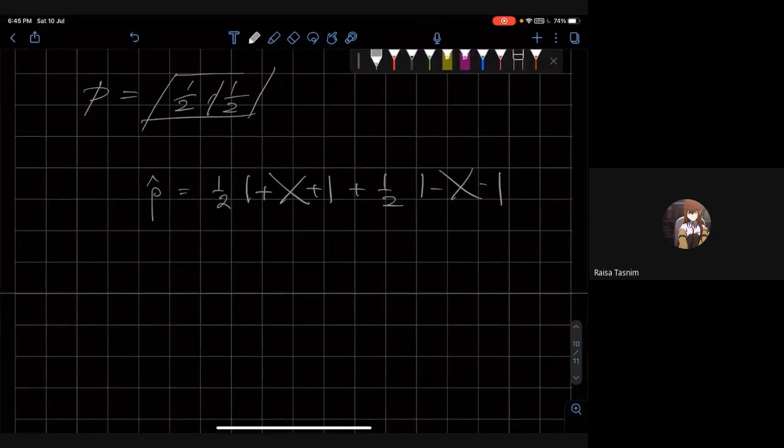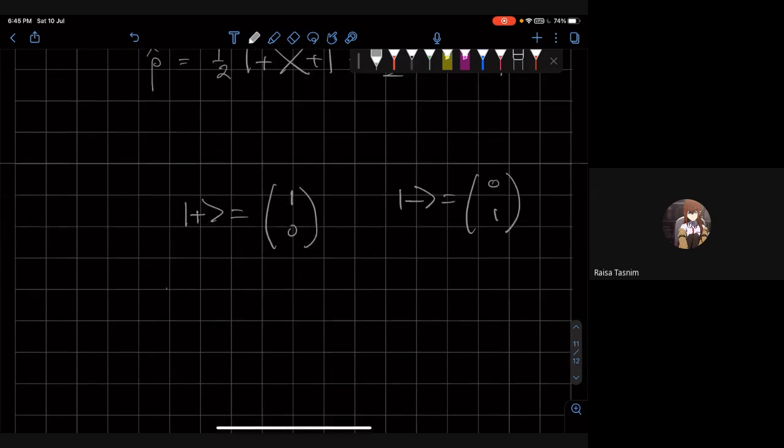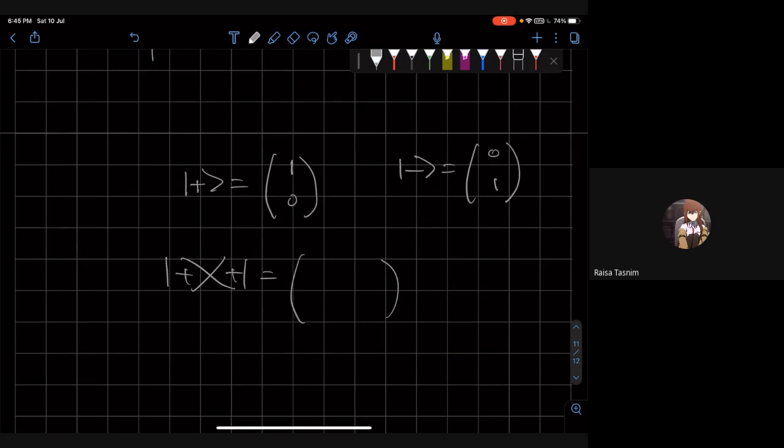Okay. So if I look at it as a matrix, what should I get? This is going to be in the plus minus basis, this thing, right? And this is going to be this thing. Then can someone tell me what this is? Is this the identity matrix?